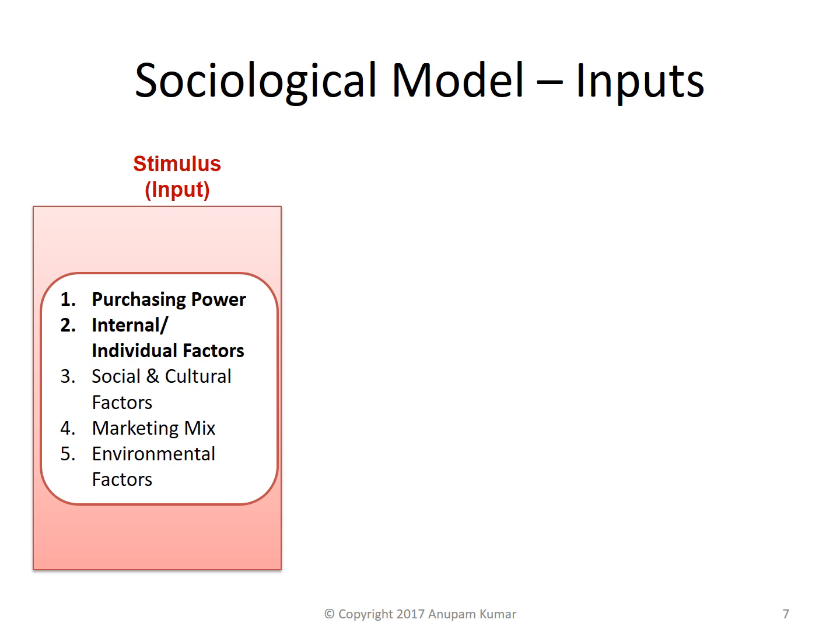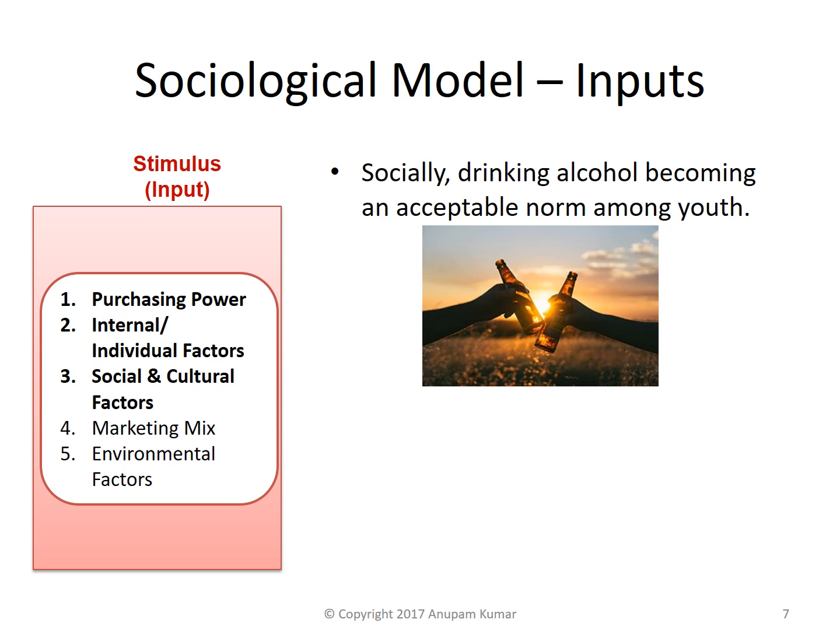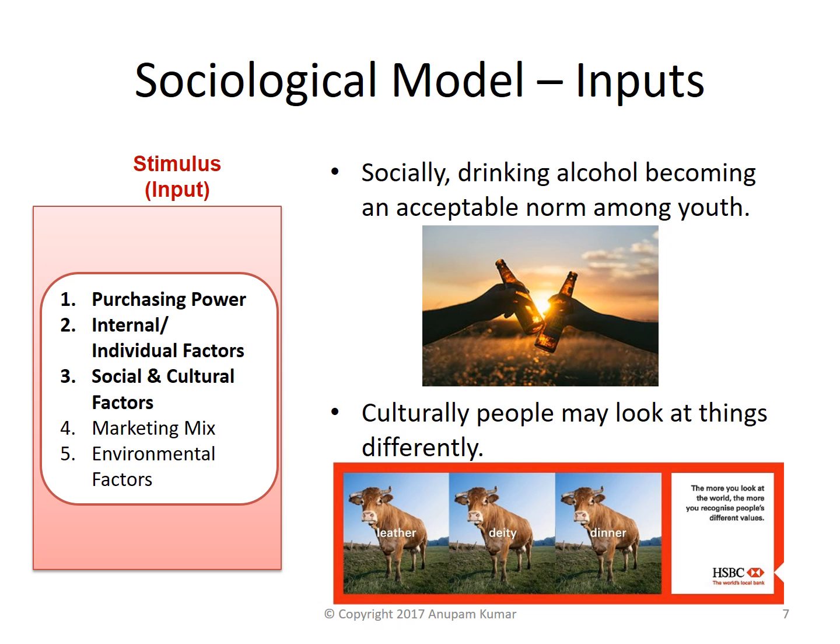If we look at the social factors, we know that youth today is more inclined to social drinking. Drinking alcohol has now become a norm among the young. Culturally, different people may look at things differently. For example, the same cow could be leather for one, a deity for another, and dinner for someone else.